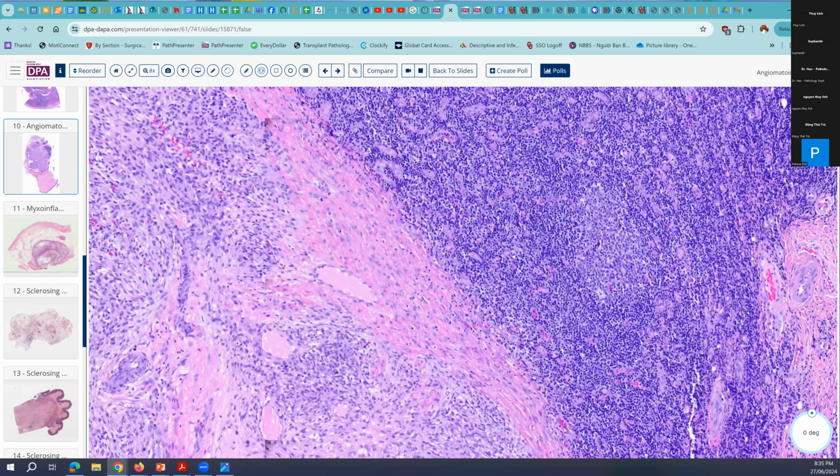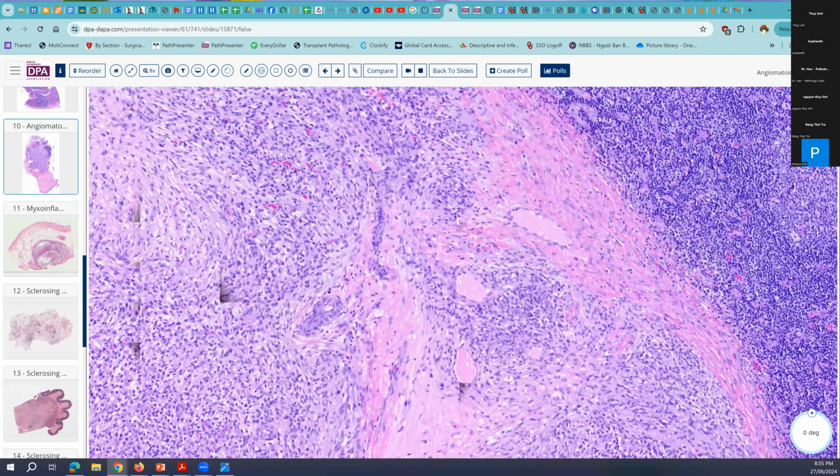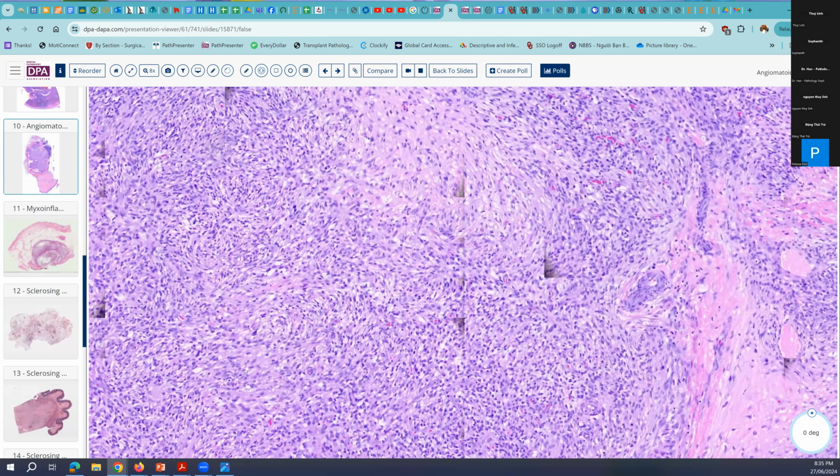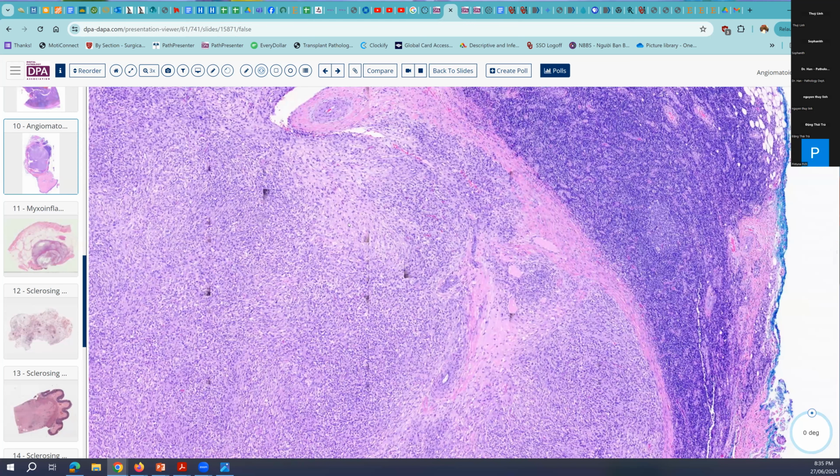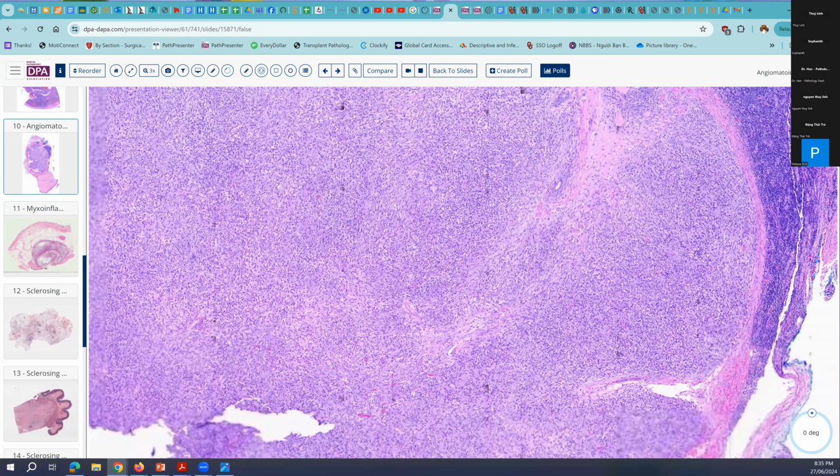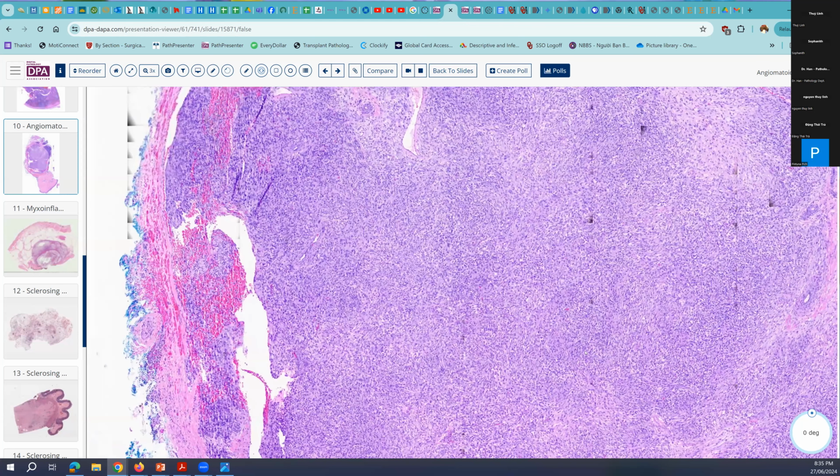This is a sort of intermediate grade tumor. It's a tumor that has the potential to recur, rarely metastasizes, but depending on the location, can certainly develop recurrences, and so it needs to be appropriately managed with surgery.